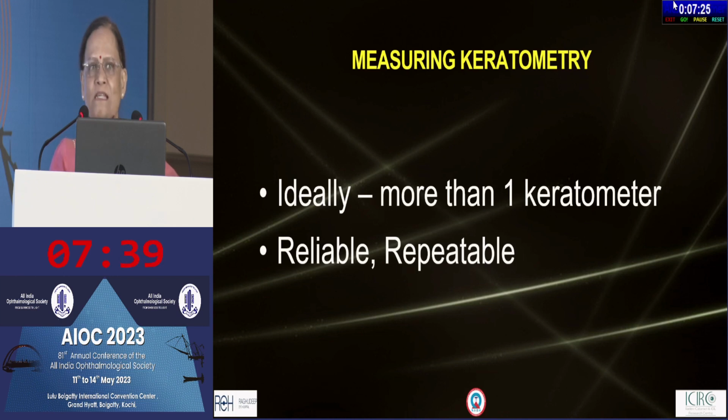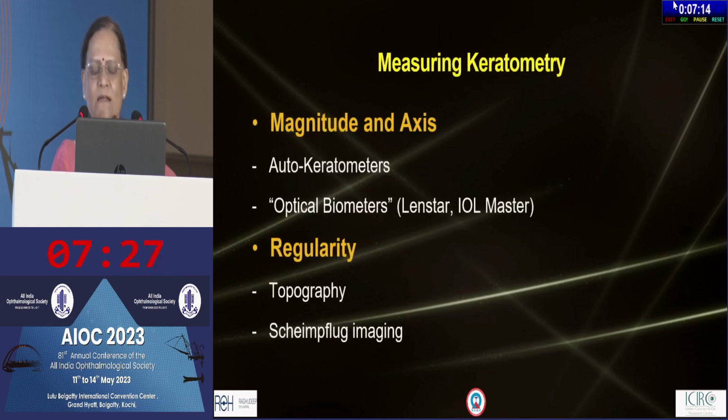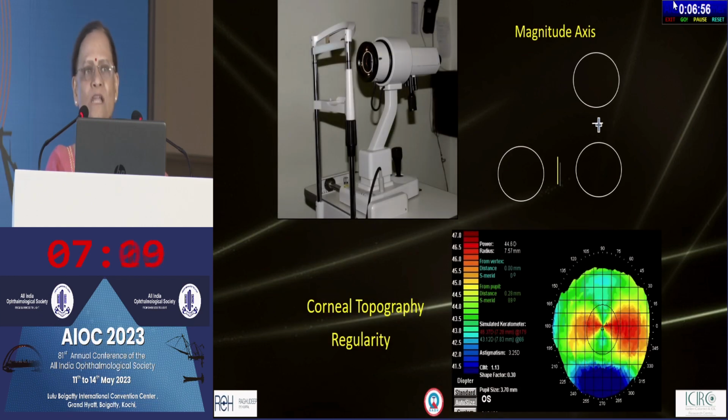Ideally, while measuring the keratometry, which is perhaps the most important part of the biometry, more than one keratometer, at least 2 keratometry readings which are repeatable and reliable, should be done. Because we know that all pterygia induce some kind of astigmatism. So we want to know the magnitude and the axis of the astigmatism. We want to know the regularity. So in addition to the 2 keratometers, we should do a topography as well, if not Scheimpflug imaging.